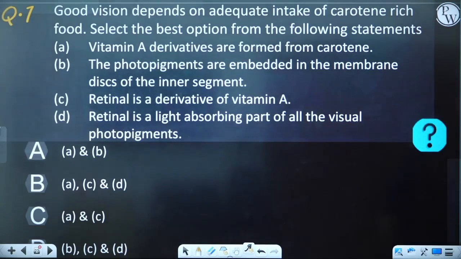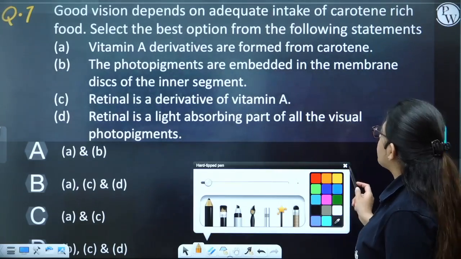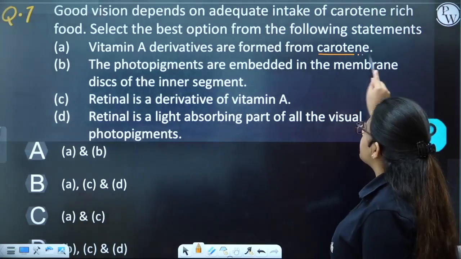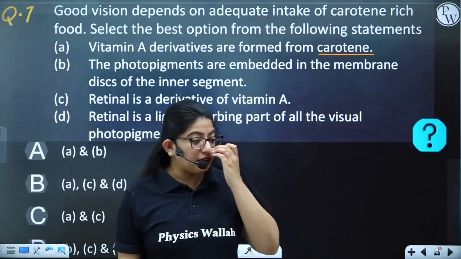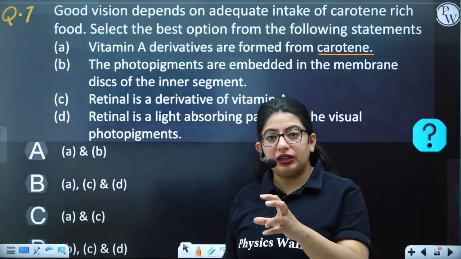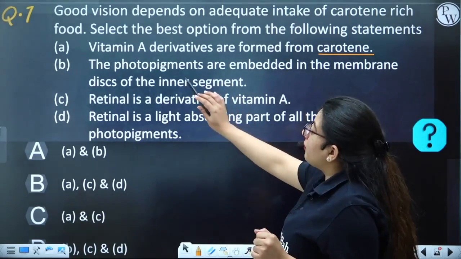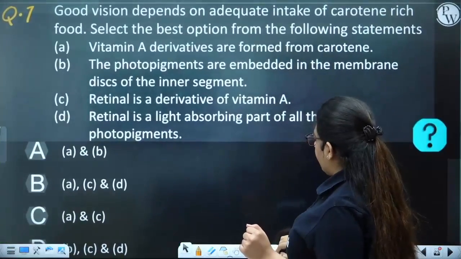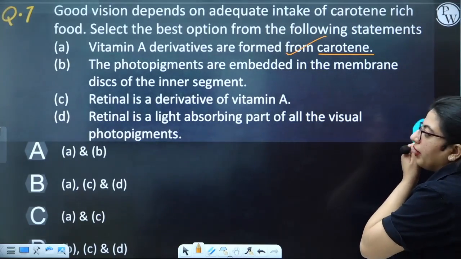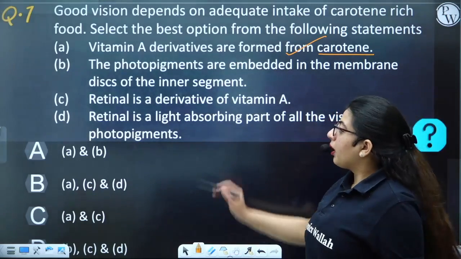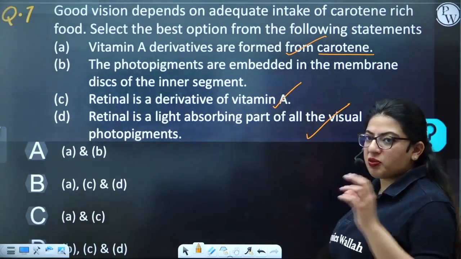Do it. So in this question, as you can see, the first statement says vitamin A derivatives are formed from carotene. Yes, carotene is present in carrot. We always say eat carrot and eyes will be good, and we have already done in the previous chapters that this carotene gets converted into vitamin A. Okay, in biotechnology. So vitamin A is a derivative. True. Photopigments are embedded in the membrane disc of the inner segment. This is something new for you. Retinal is a derivative of vitamin A. True. Retinal is the light absorbing part of all the visual pigments. Very true. It's present in all the pigments.